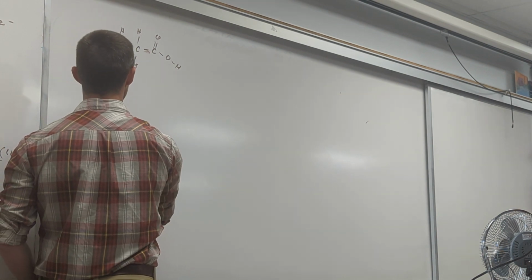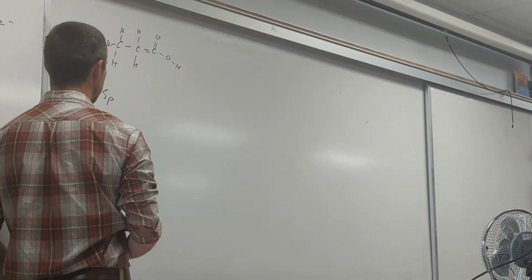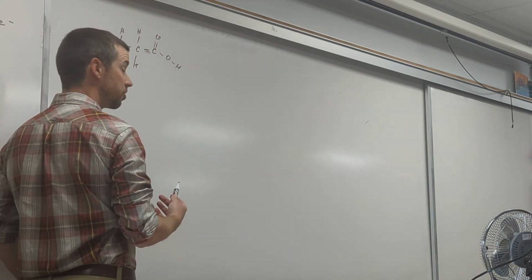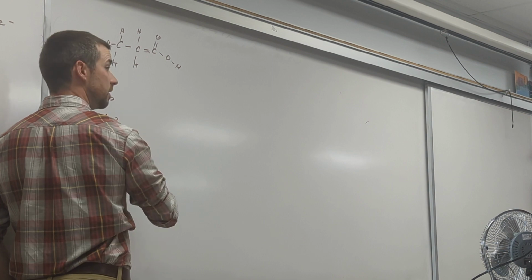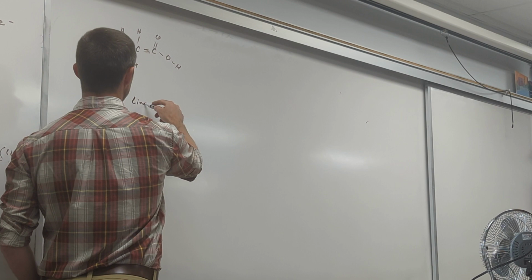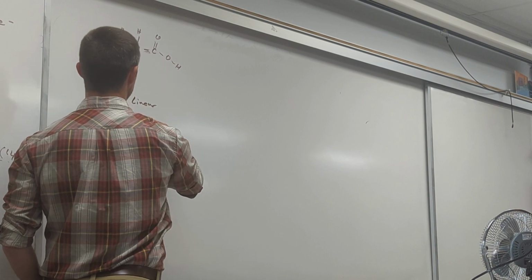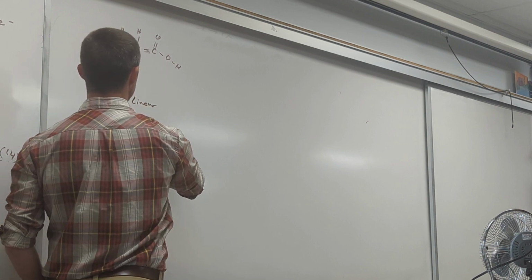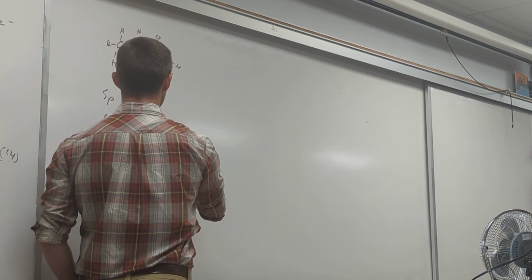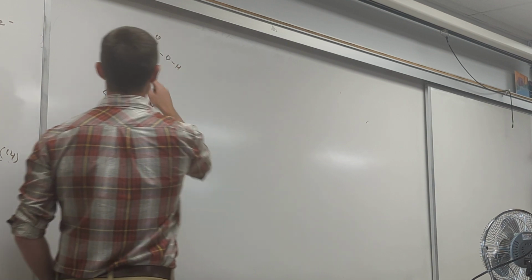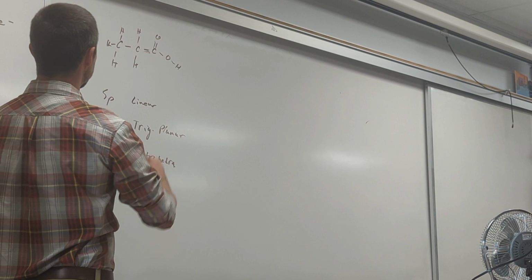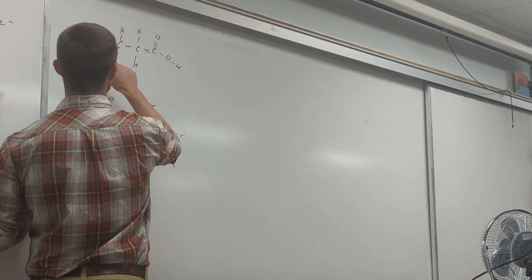sp, sp2, sp3. What do those mean? When you see a certain shape, geometry, you should say these. What shape geometry does this correspond to? Linear. Next one. Trigonal planar. And tetrahedral. Alright. Carbon. What molecular or electron pair geometries do you see? Carbon. This one. Okay, so that's sp3.